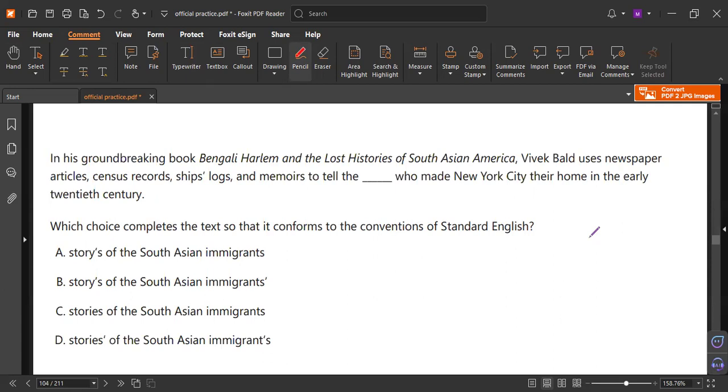Is it A or C? A or C? But let's note together why C is correct. So why is C correct? Because it's the stories, and tell the stories of these immigrants. We don't need a preposition here. That's why it's letter C.